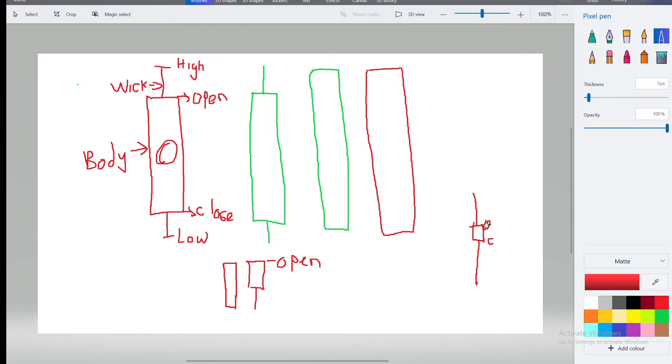If this is your candle, this is your open, this is your close, right? The high of the candle is the highest point. The lowest point of the candle is the low. Anything that looks like a line is the wick. That's pretty self-explanatory, isn't it? Do you have any questions?